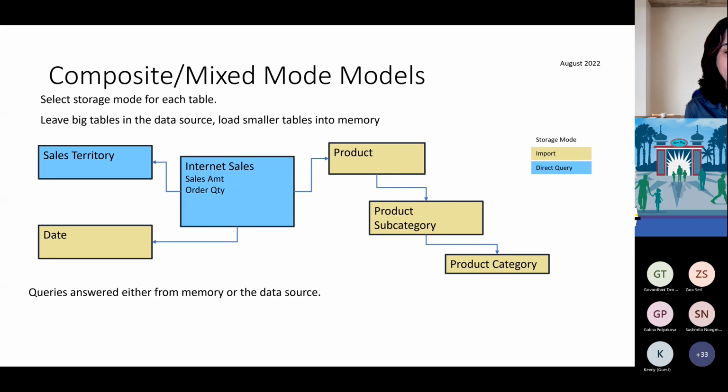So looking back at the same example as before, you can say, for example, that the internet sales is too big. I don't want to bring it into Power BI's memory, or it takes a long time to process. I don't want to do that. I'm going to leave it in the backend. And perhaps sales territory changes frequently throughout the day. I don't want my users to wait for the next refresh window to see the changes. So I'm going to leave that also in DirectQuery.